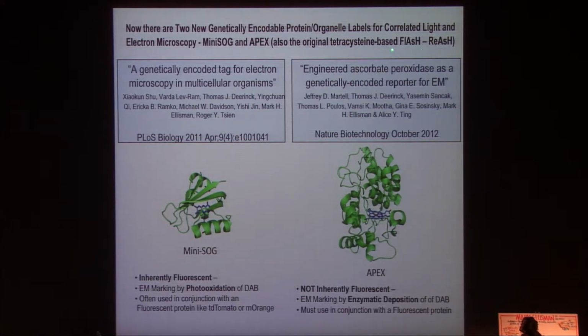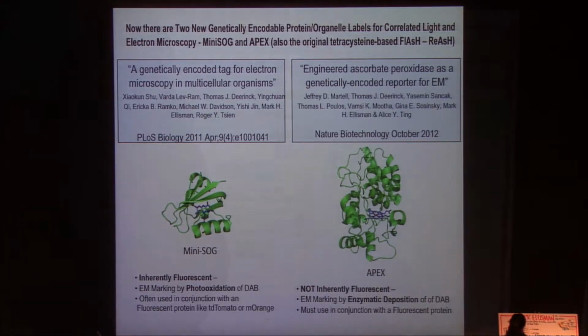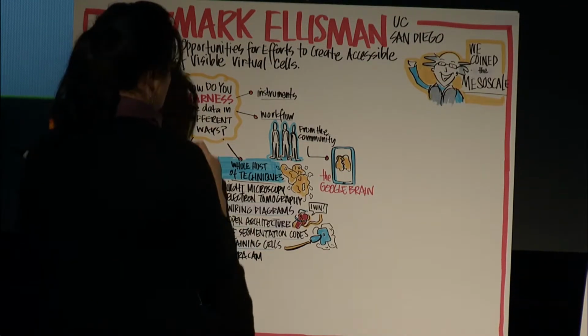It's a tetracysteine system, FlAsH and ReAsH, but just within the last year and a half, 2 new molecules have appeared that we think are better. One is called the mini singlet oxygen generator, or MiniSOG, not based on the jellyfish protein at all, but based on phototropin 2 and the light oxygen voltage domain. It's 106 amino acids. We've attached it to at least 50 proteins now for correlated light and EM.